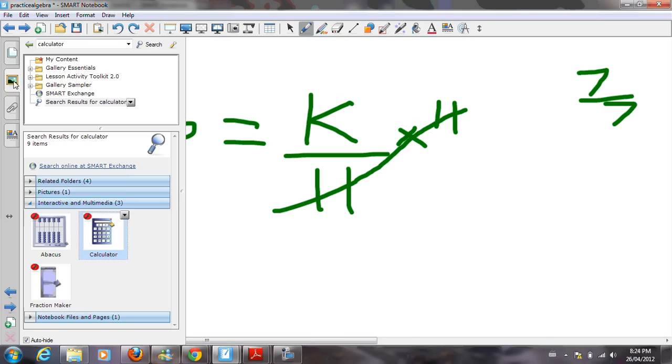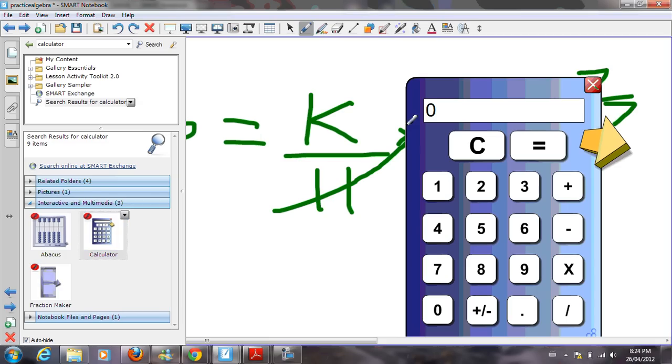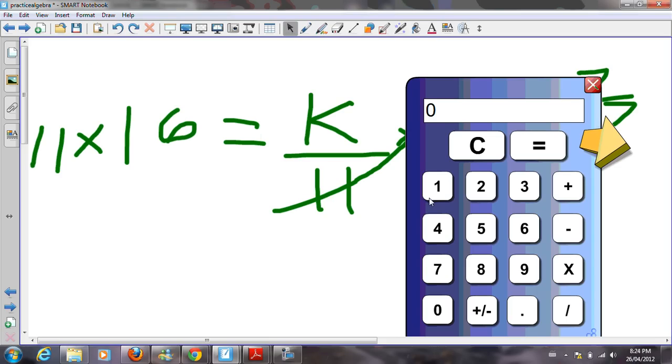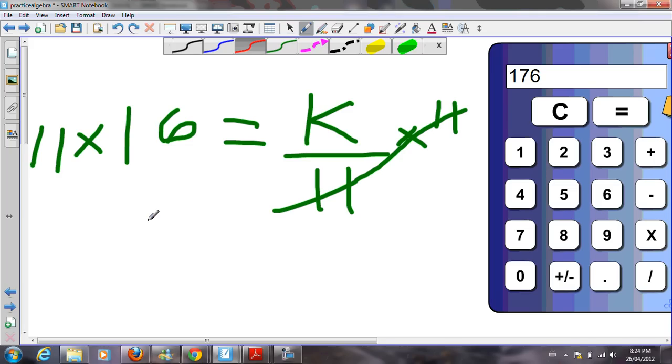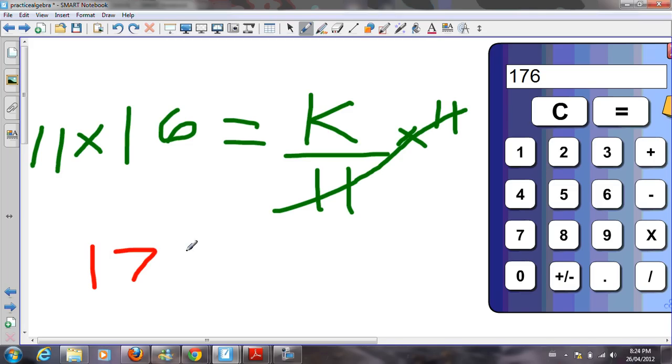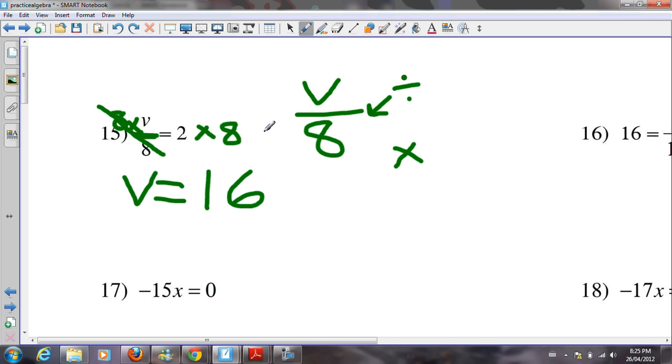So I'm going to take my calculator, move him over here, and of course then I'm going to go 11 times 16, and my answer is 176. So my answer to this math problem, just by using the calculator, will be 176 left on one side, and the other side is just k, so k equals 176. It doesn't matter which side you put the k on or which side you put the other one on. Sometimes you'll see it written both ways.